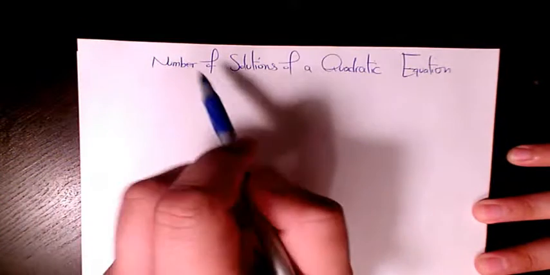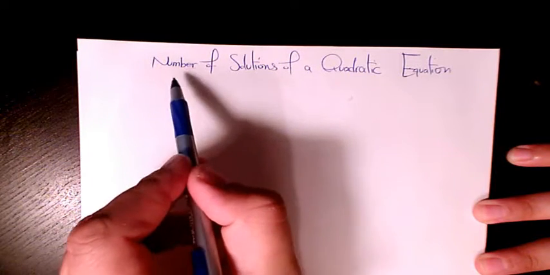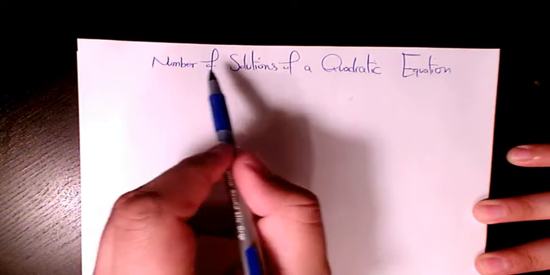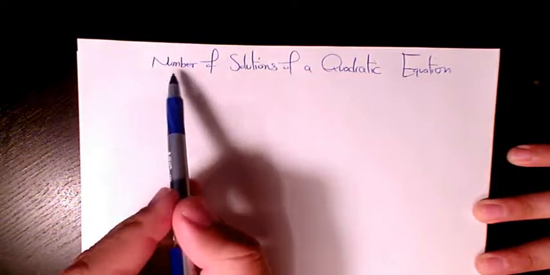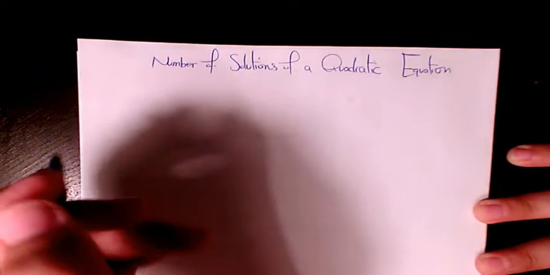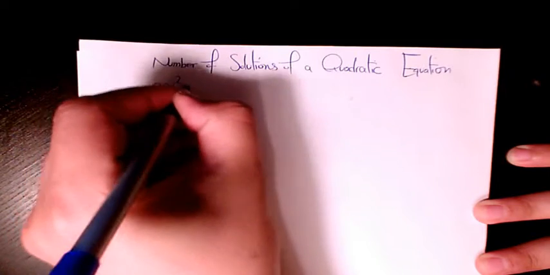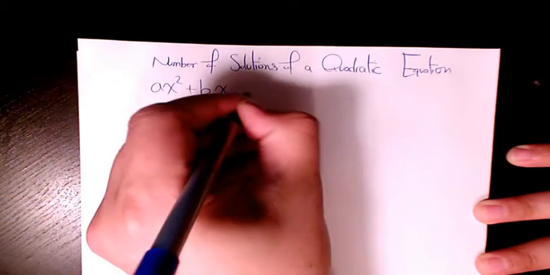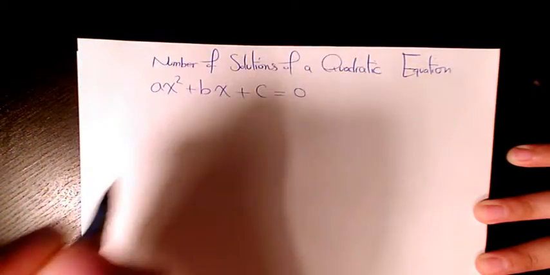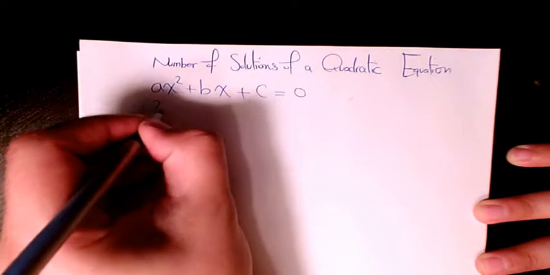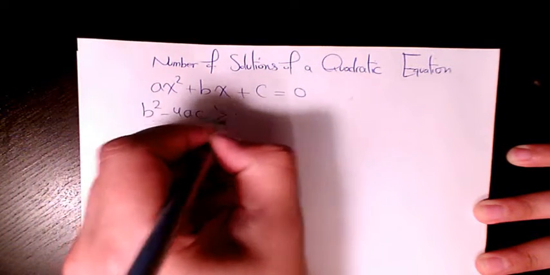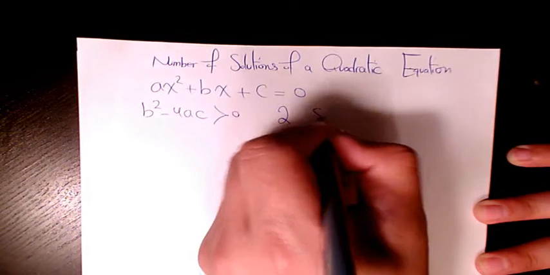In this video I want to show you how to find out how many solutions we have for the quadratic equation. So we want to find the number of solutions of a quadratic equation. As you remember, when we are dealing with the quadratic equation, we have ax squared plus bx plus c equals 0. If b squared minus 4ac is greater than 0, we have two solutions.